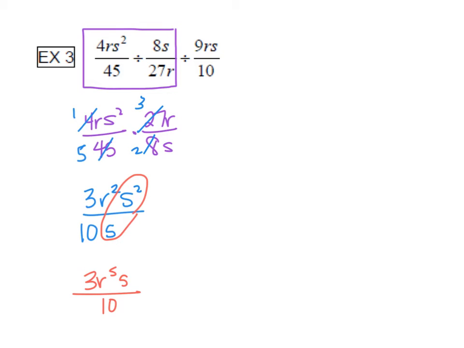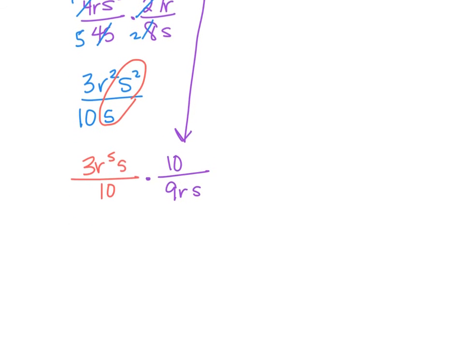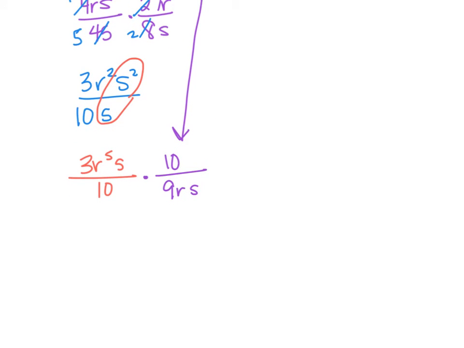Now I'm going to bring down this division problem. So we're going to divide by 9RS over 10. Because it's division, I can go ahead and change that to multiplication and flip the fraction right now, just so I don't have to rewrite this several times. Alright, look for any cross-reducing with the coefficients. I can see we have a 10 and a 10, so if you divide those both by 10, you get a 1. The 3 and the 9, divide by 3, you get 1. Divide by 3, you get 3.